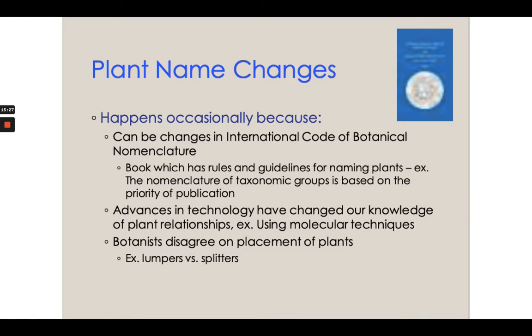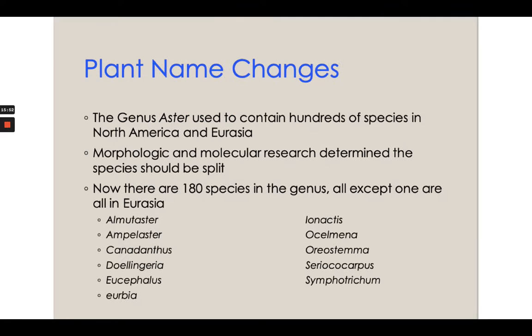Plant name changes do happen occasionally because names can change based on the International Code of Botanical Nomenclature, which is a book that has rules and guidelines for naming plants. The nomenclature of taxonomic groups is based on priority of publication. Advances in technology have changed our knowledge of plant relationships using molecular techniques, and botanists disagree on the placement of plants. Example, the lumpers versus the splitters.